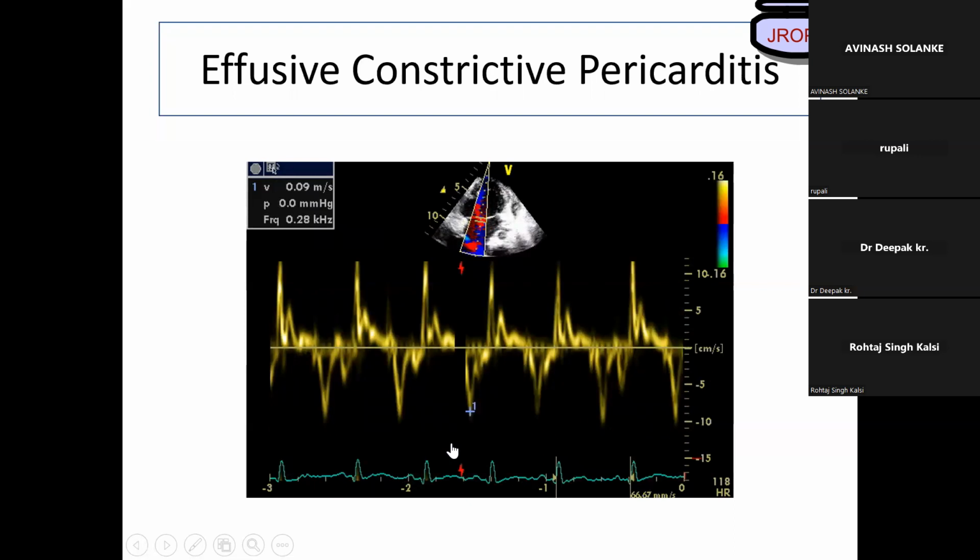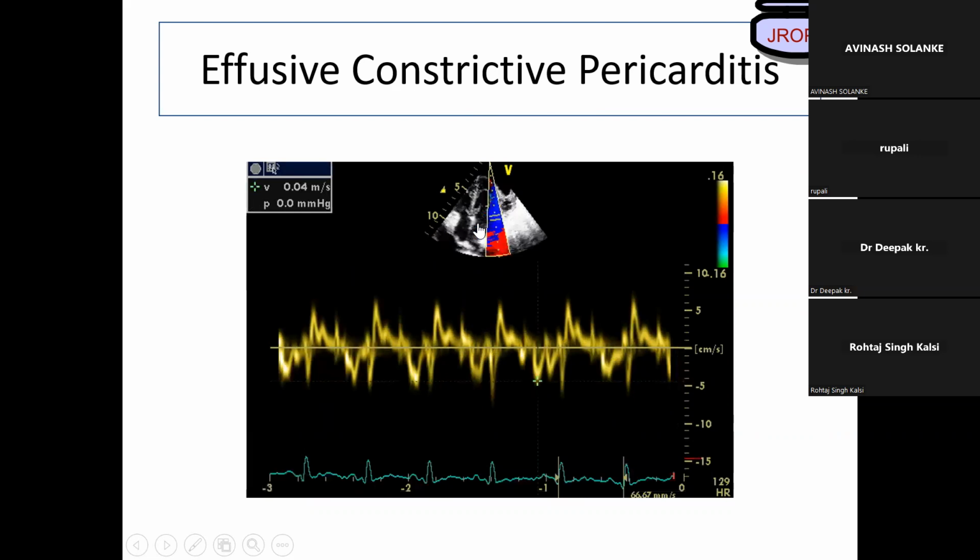What else do we see? Two or three very important things in this effusive constrictive pericarditis. One of the most important features is tissue Doppler imaging. We put a sample volume in tissue Doppler at the septal annulus as well as the lateral annulus. Normally, the septal E prime is less than the E prime of the lateral annulus. But in effusive constrictive pericarditis, the septal E prime will become more as compared to the lateral E prime. Here it is 9 in the medial annulus, and look, here it is only 4 in the lateral annulus. Normally, it's a reverse, and that's why it's known as annulus reversus, or annulus paradoxus.